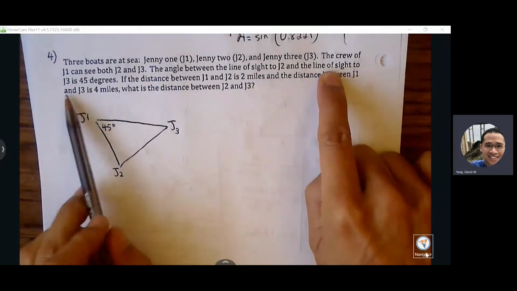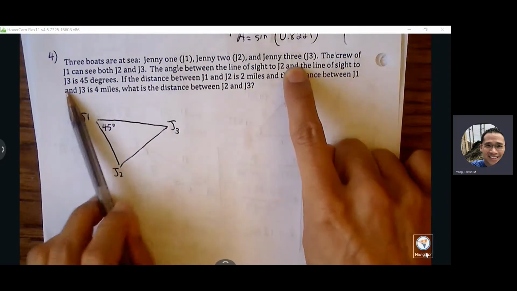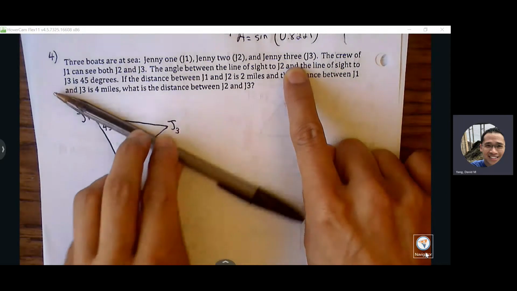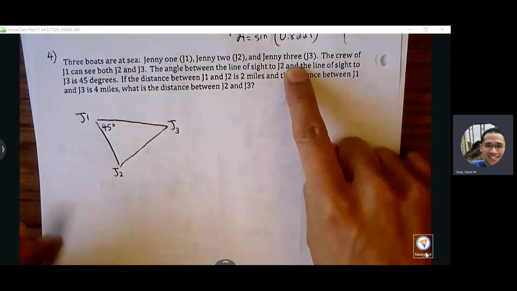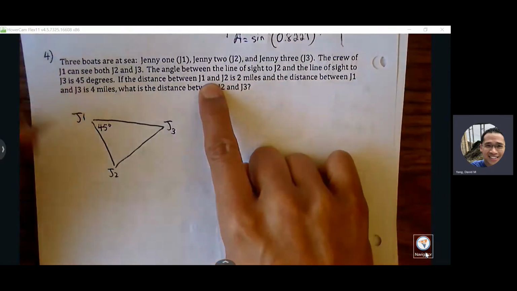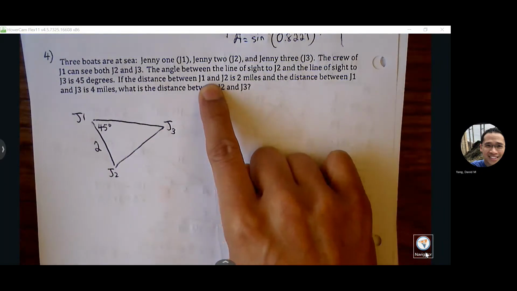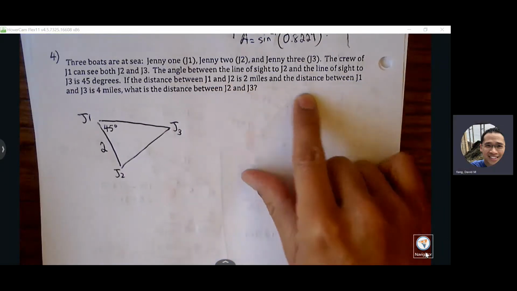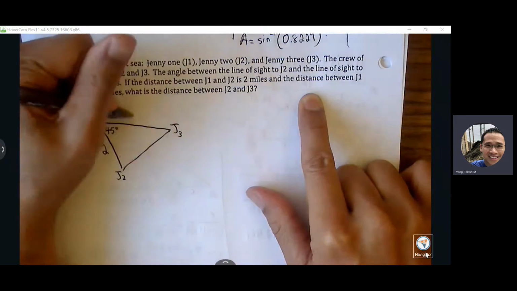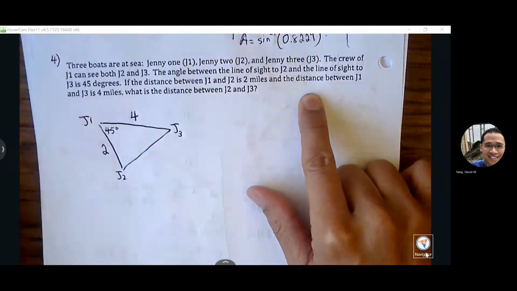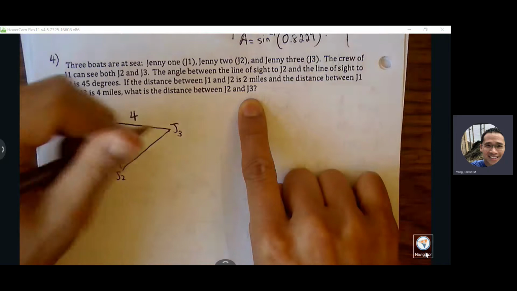Okay, everybody good with that? To the line of sight to J2 to the line of sight to J3 is 45 degrees. Okay, distance from J1 to J2 is 2 miles. Distance from J1 to J3 is 4 miles. What is the distance between J2 and J3?